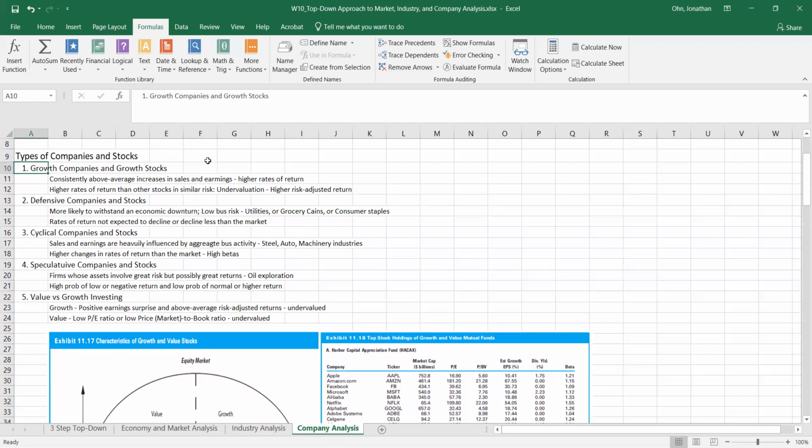I think you probably heard of growth companies, growth stocks, right? Growth companies usually have consistently above average increases in sales and earnings. So they produce a higher rate of return than their weighted average cost of capital, their required return, right? That's the company. So their stock produces a higher rate of return than other stocks at a similar risk level, right? Due to undervaluation. So it results in a higher risk-adjusted return. Now, I think you probably heard about growth investment or value investment.